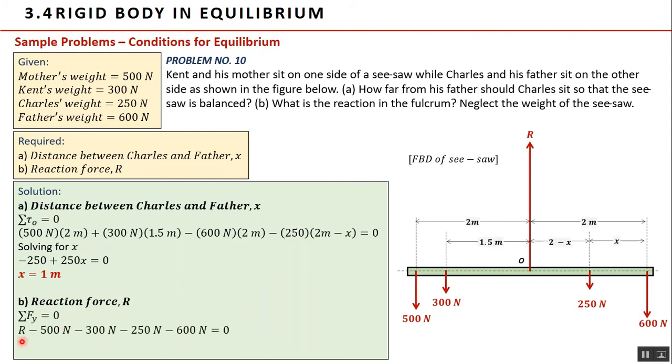The reaction is equal to the sum of all these downward forces. So the reaction in the support is 1650 newtons. Well, that's it. Do you have any questions? I hope you clearly understood the solution to this problem.